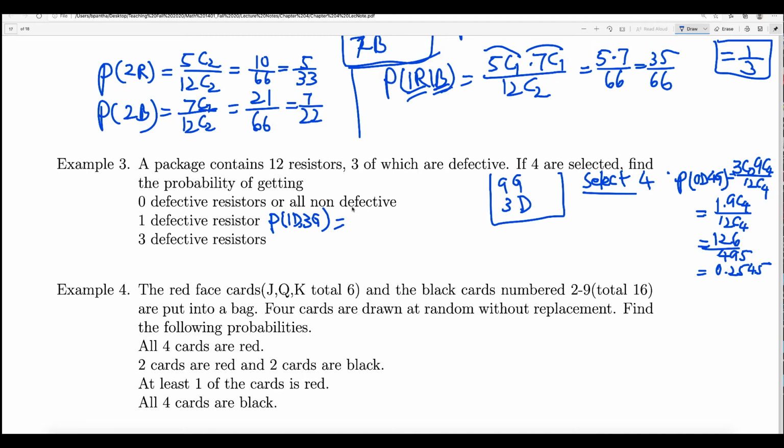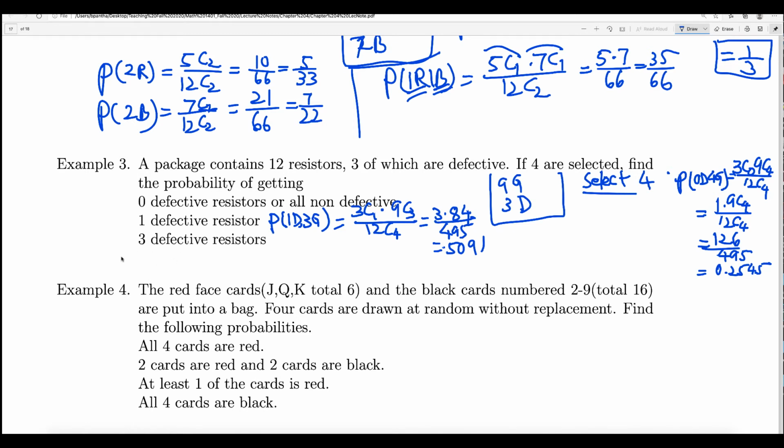1 defective can be picked from 3 is 3C1, right? And then times 3 good means 9C3, out of 9 you are picking 3. Divided by 12C4. So the bottom is the same as the previous one, 495. The top is 3 times 9C3. Let me find that in the calculator. If you use the calculator, you will get 0.5091.